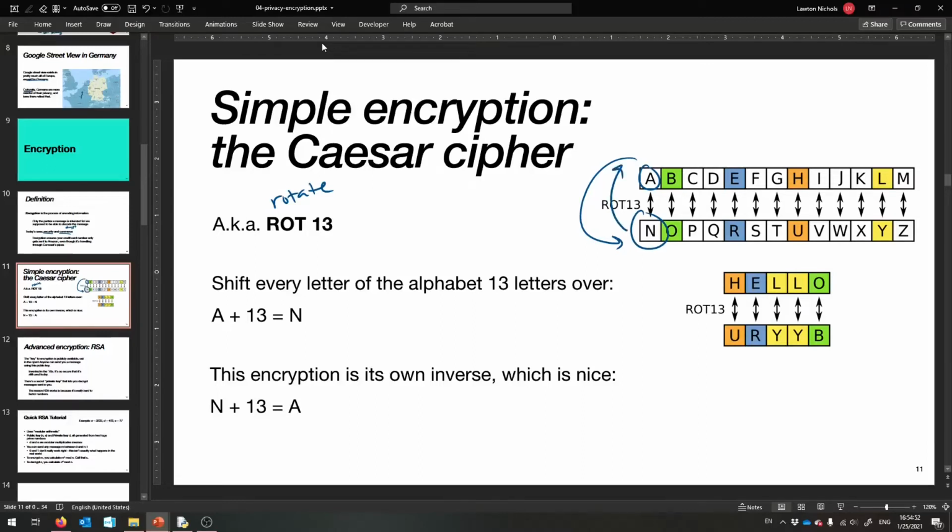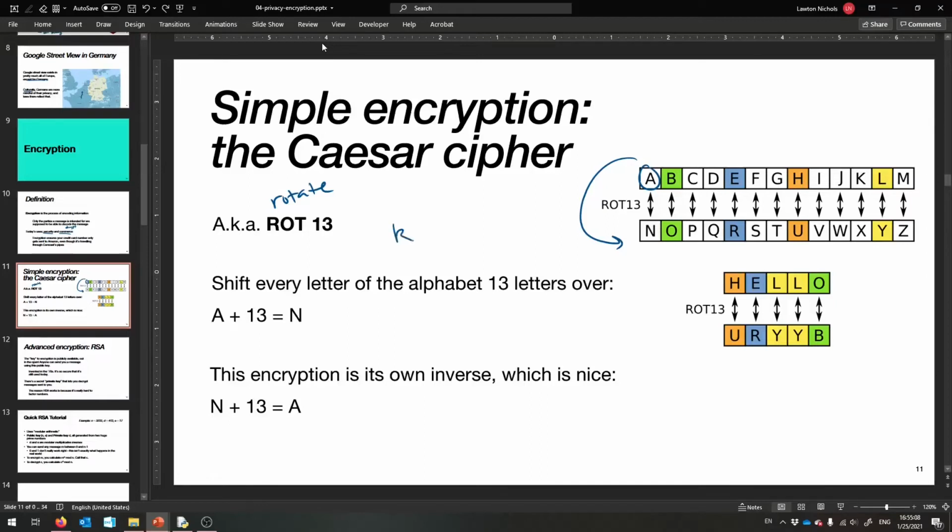decrypting N goes back to A because you just wrap around. So that's why they chose the 13, because we have 26 letters in the alphabet. It's half. It's beautiful. So if you do the same thing again, you get back to the original message. Okay, so that's the Caesar cipher, if you haven't heard of that.